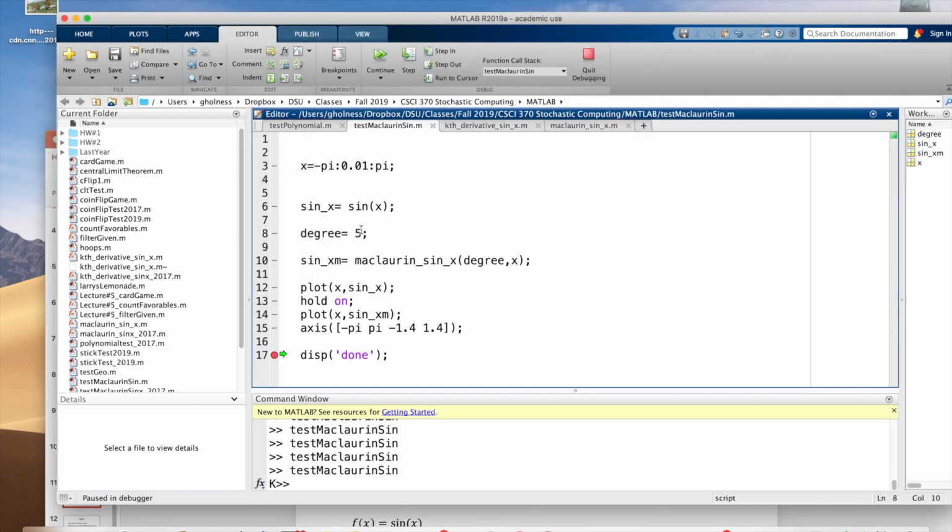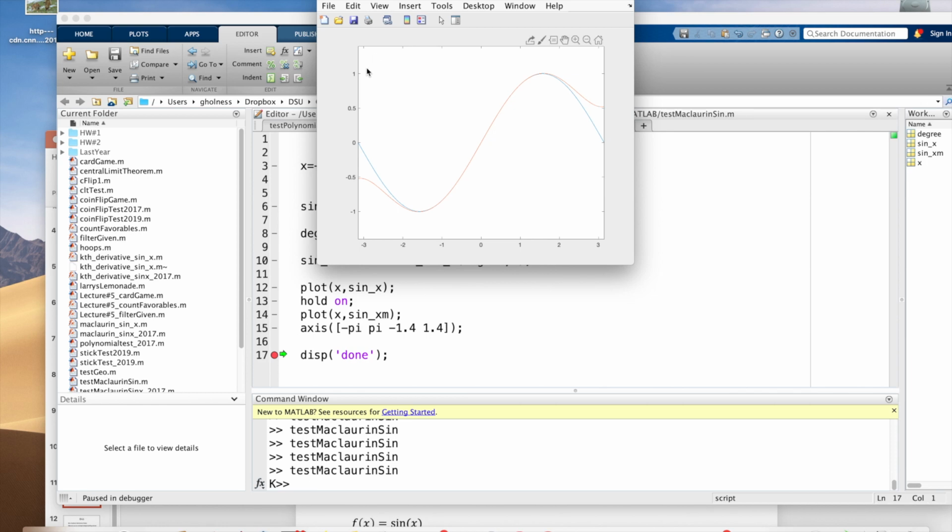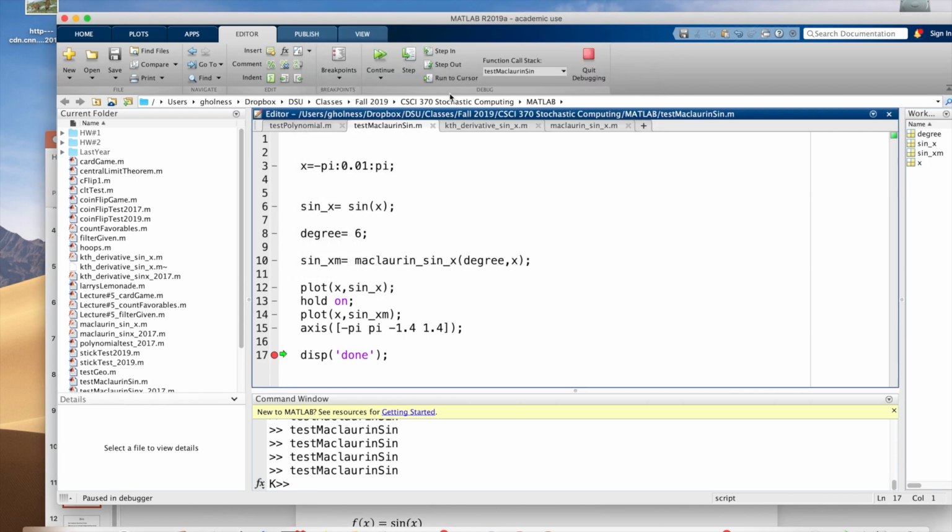So let's say degree 6 wiggliness. That means a polynomial with x to the 0 power up through and including x to the 6 power, right? So let's save that, run it and see what happens. All right, it's kind of trying to. Let's try degree 8 instead of just going by ones, in the interest of time. So let's save that, run it, and see what happens.